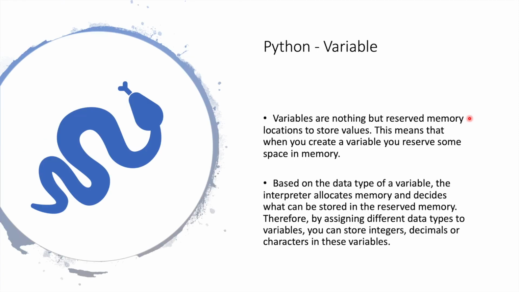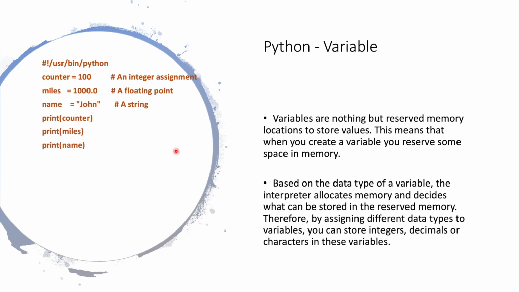Okay, let's talk about Python variables. Variables are nothing but reserved memory locations to store values. This means that when you create a variable, you reserve some space in memory because you have to do some computation, right? You have to do some operation and you want to save some value. In that case, you need a variable, a placeholder which will reserve memory for you, and depending on what kind of data the variable holds, it allocates that memory. So that's the part of a variable.